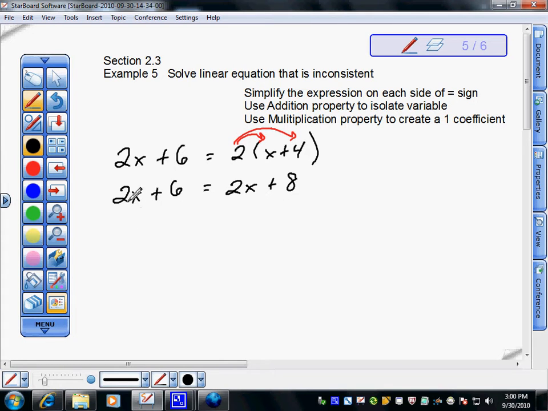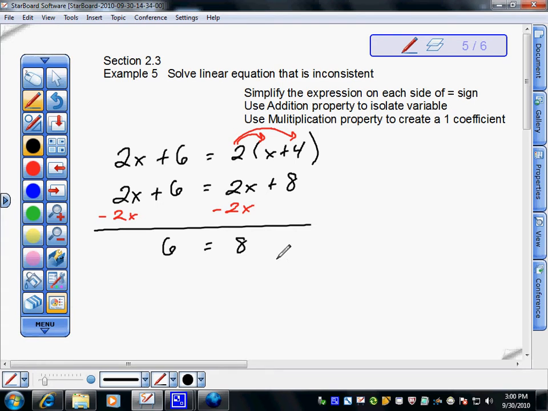So our goal here was to move the x variable, and if we move the x variable, I would be subtracting 2x from both sides. And when I go to subtract 2x from both sides, I end up with 2x minus 2x is nothing. I have my 6 left over. That goes to nothing, and I end up with an 8. So I get 6 equals 8.